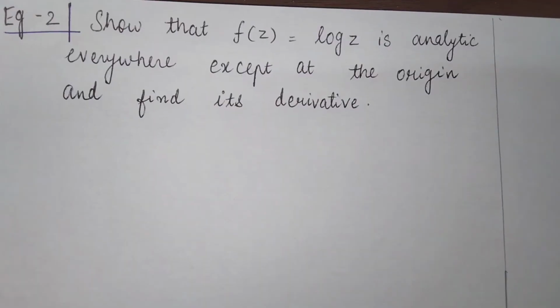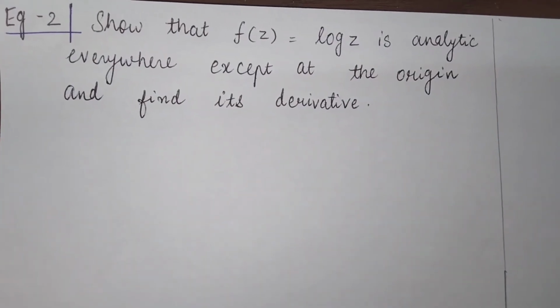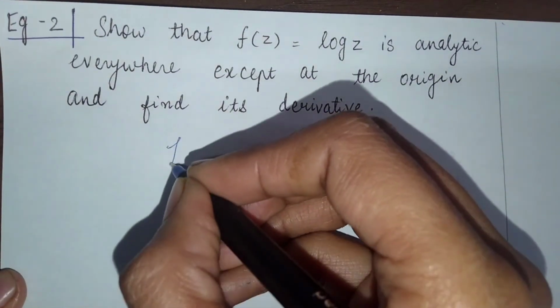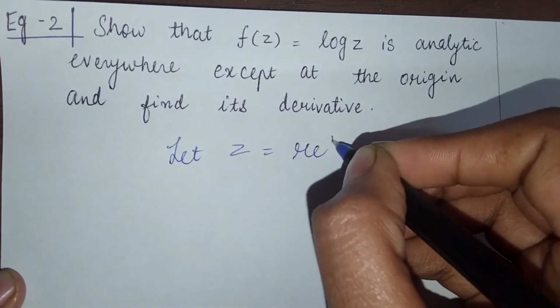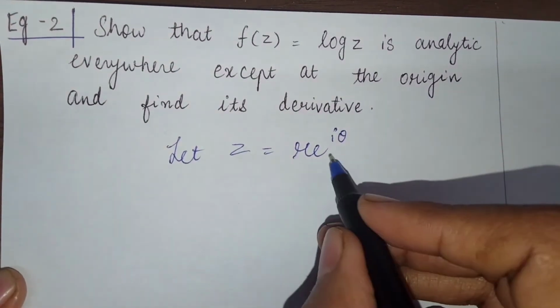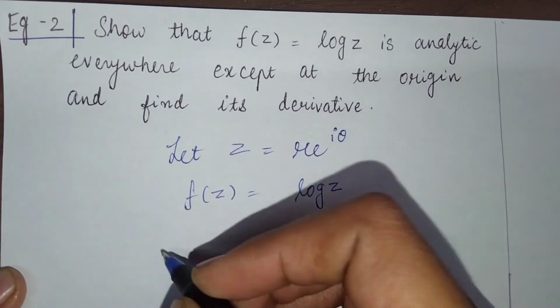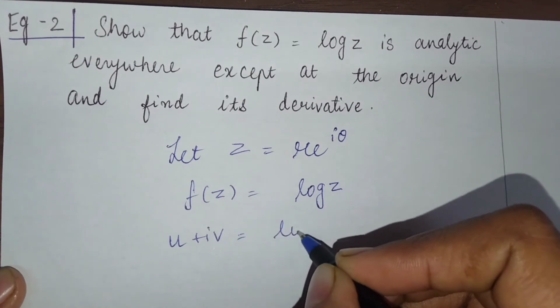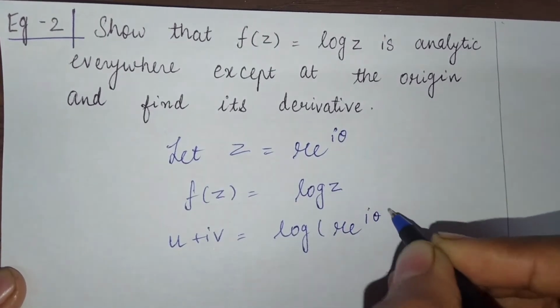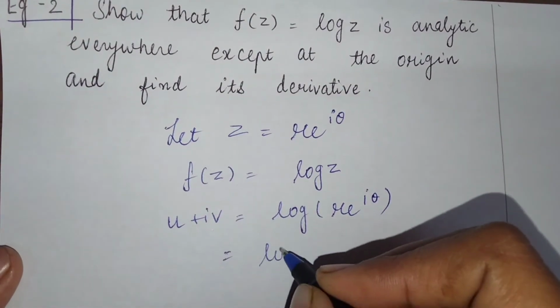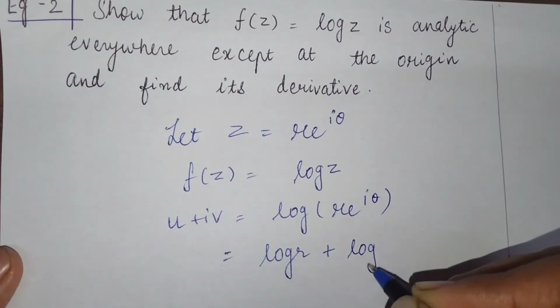Okay. So example 2. Show that the function f of z is equal to log z is analytic everywhere except at the origin and find its derivative. Again, here we have to use the same method and here again we will take z equal to r e raised to I theta. And now if I put this value in this function, then we will get f of z equal to log z. So u plus iv will be log of r e raised to I theta. So I can write log r plus log e raised to I theta.